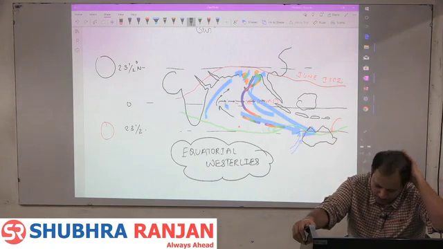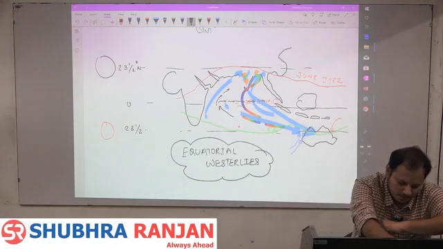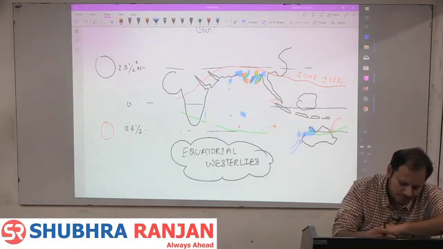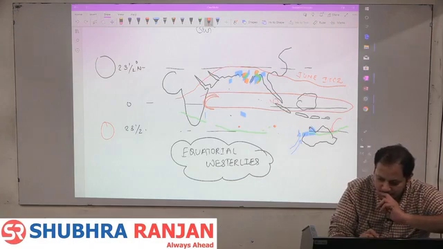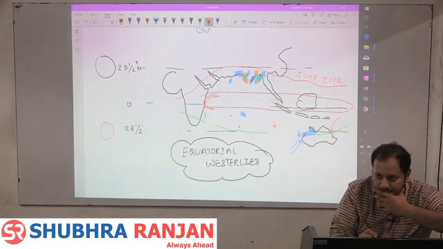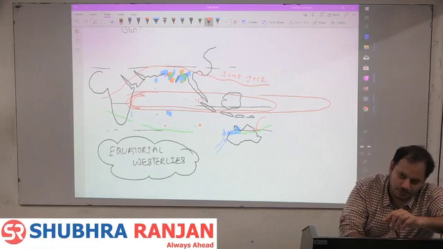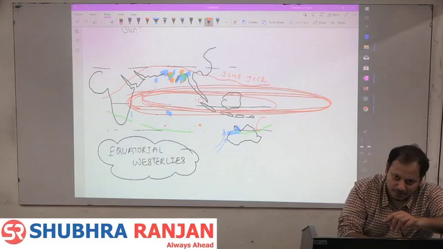Indo-Pacific doldrum region, which extends from west of Africa to the western coast of Central America. Matlab ye pure region mein there is a dominance of doldrums, which is known as an Indo-Pacific doldrum, west of Africa to the western coast of Central America.